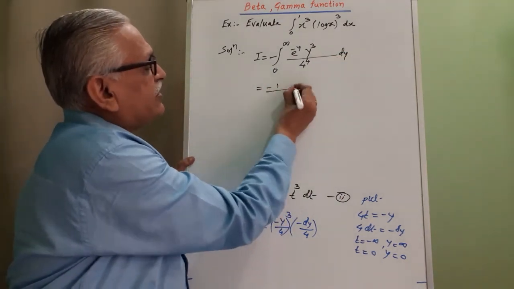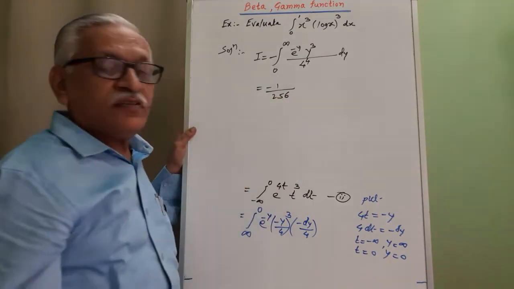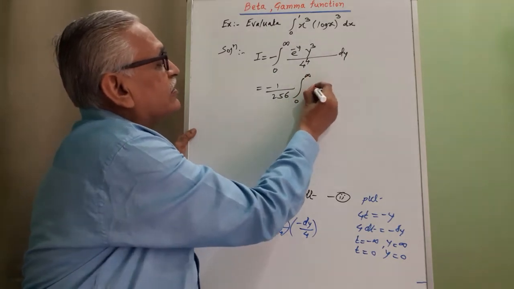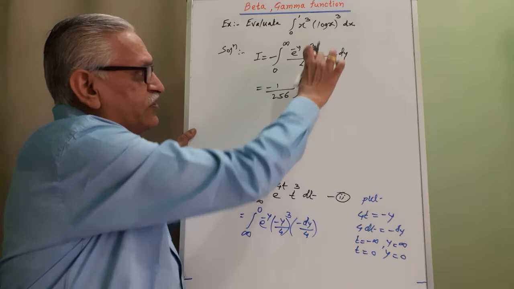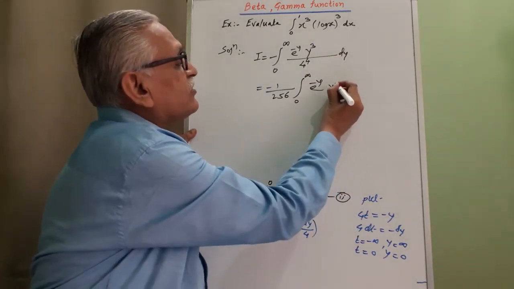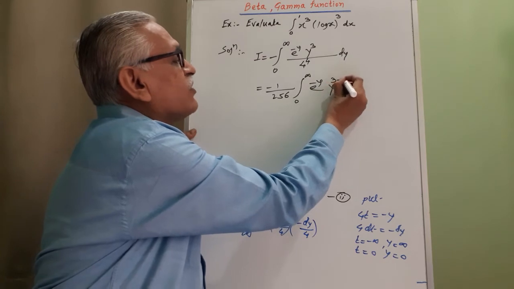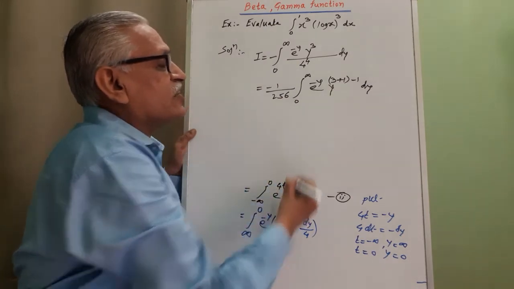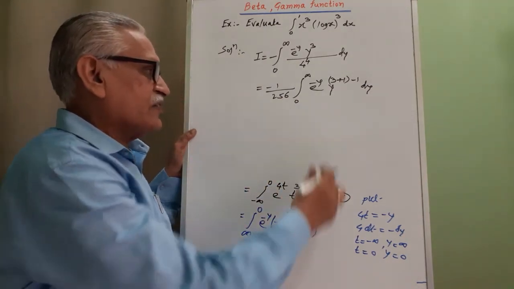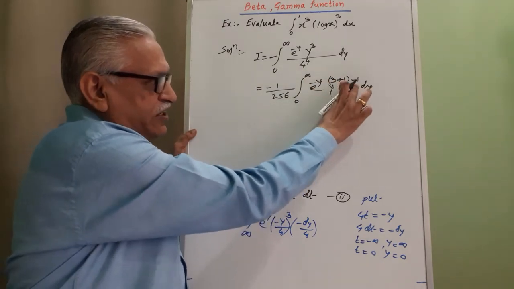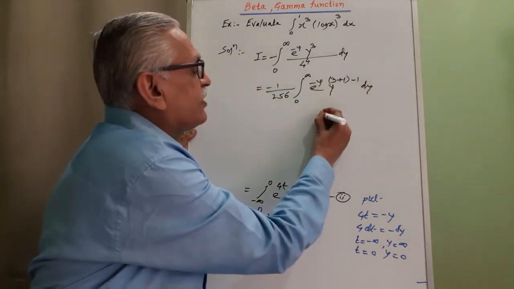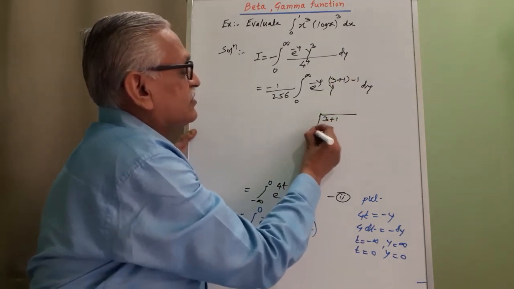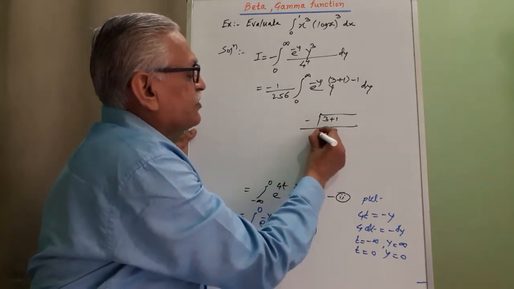Therefore it is minus 1 by 4 raised to 4, which is 256, times the integral from 0 to infinity of e raised to minus y y cube. We try to convert this y cube into the n minus 1 form. Therefore it is 3 plus 1; we add 1 and subtract 1, so that I can convert it in terms of the gamma definition. The integral of e raised to minus x, x raised to n minus 1 dx, is nothing but gamma of n. Here it is 3 plus 1, gamma of 3 plus 1 with the minus sign, divided by 256.